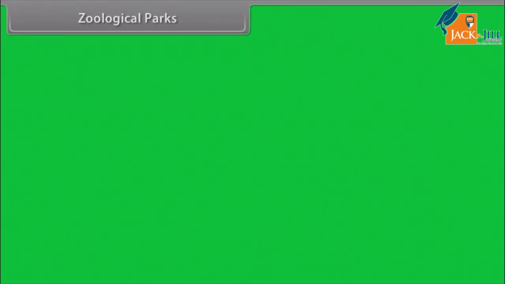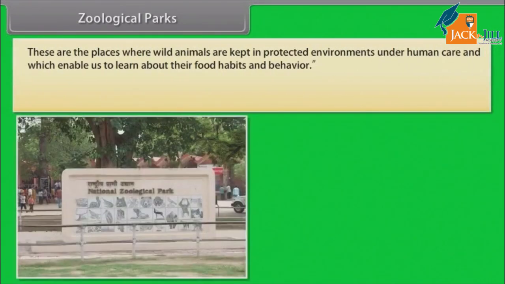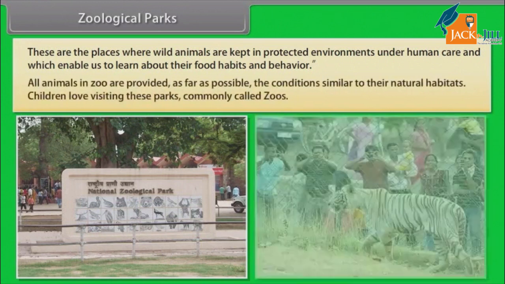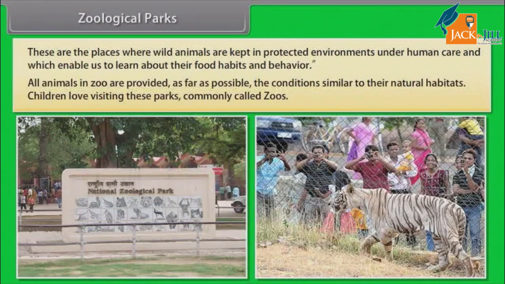Zoological Park: these are the places where wild animals are kept in protected environments under human care, and which enable us to learn about their food habits and behavior. All animals in zoos are provided, as far as possible, conditions similar to their natural habitats. Children love visiting these parks, commonly called zoos.